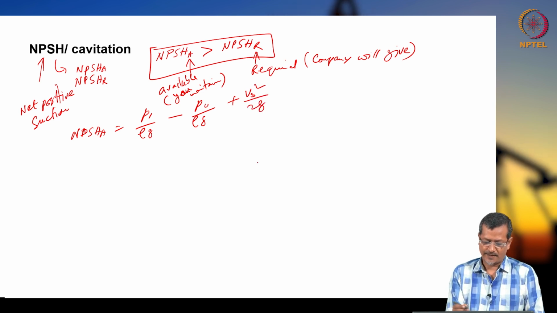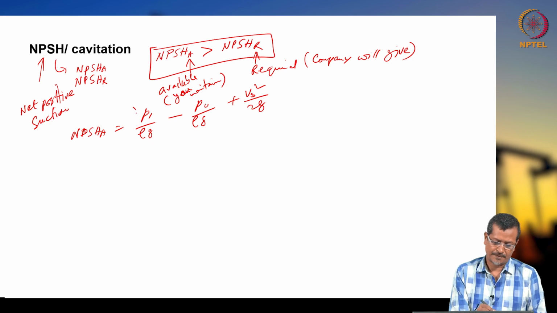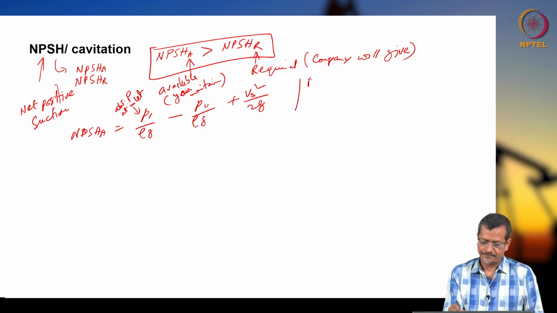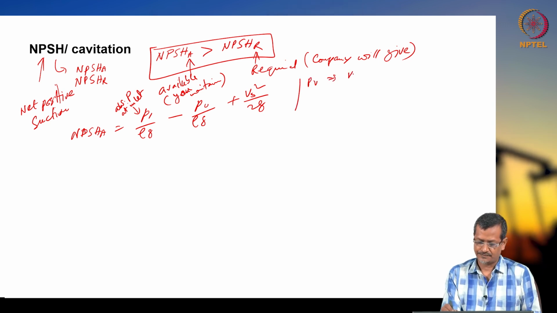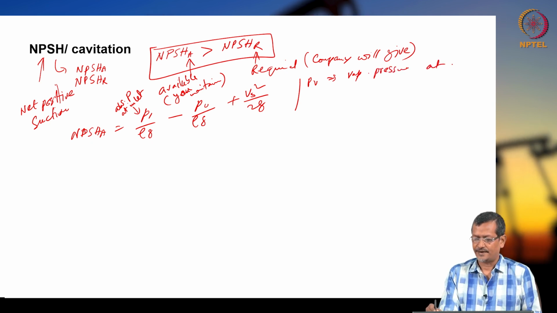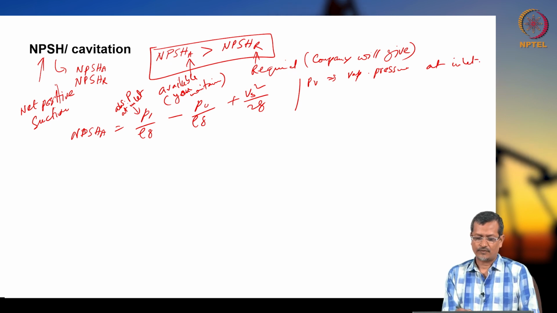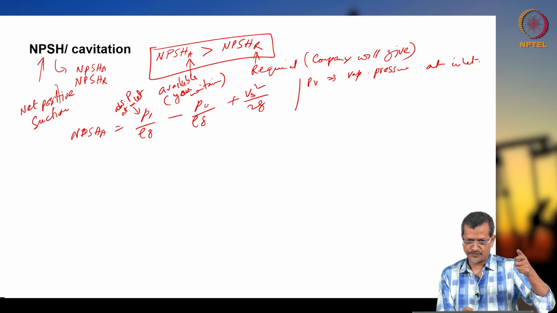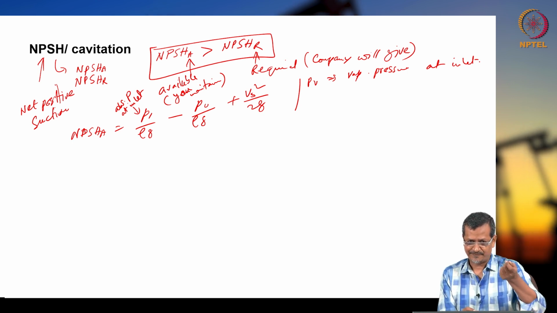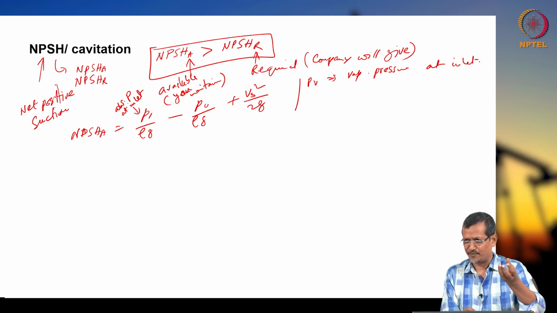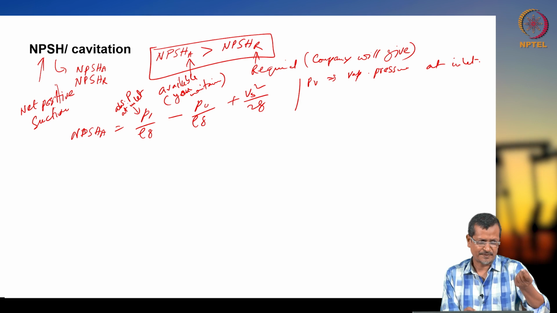So, P1 is the absolute pressure at the inlet of the pump. And PV is the vapor pressure at inlet. What happens when the pump is sucking fluid from the suction pipe? If the suction pipe pressure becomes very low, bubble formation will occur. You have seen this: if you create lower pressure, bubbles will be formed. So you should not create such low pressure that bubbles form.